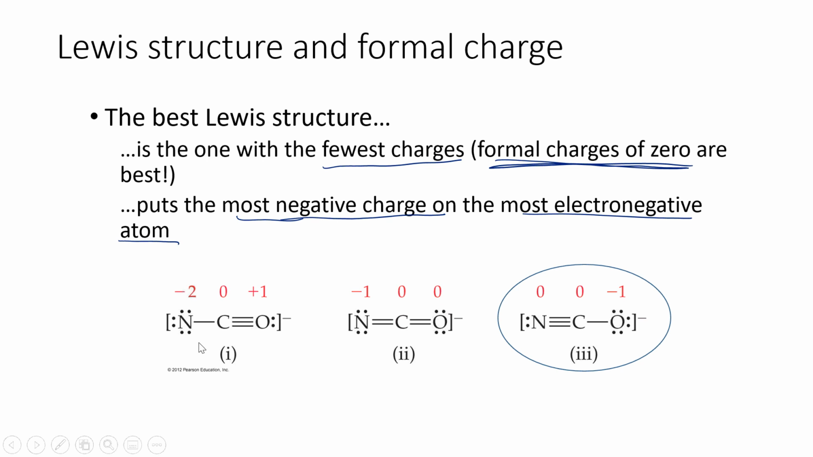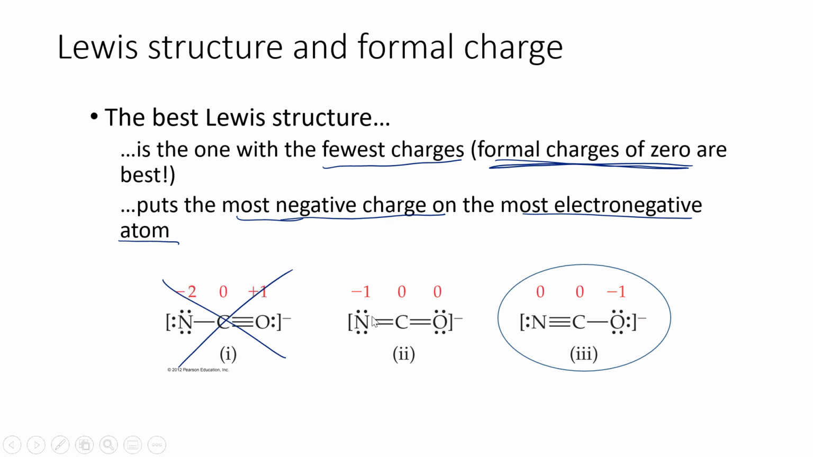So down here, here are 3 different possibilities for drawing out the Lewis dot structure of the CNO minus ion. And when you find the formal charges on these various possibilities, we'll notice that this structure here is the best. The reason why is it's got the most atoms at 0. Like this one's not great because it's got a 2 and a 1 and only 1 zero. So having 2 atoms at 0 is better than this structure.